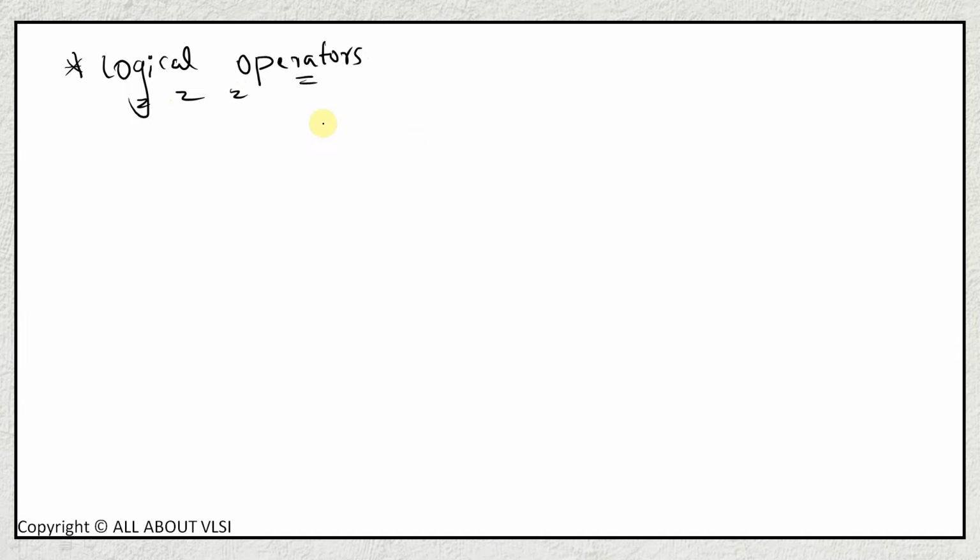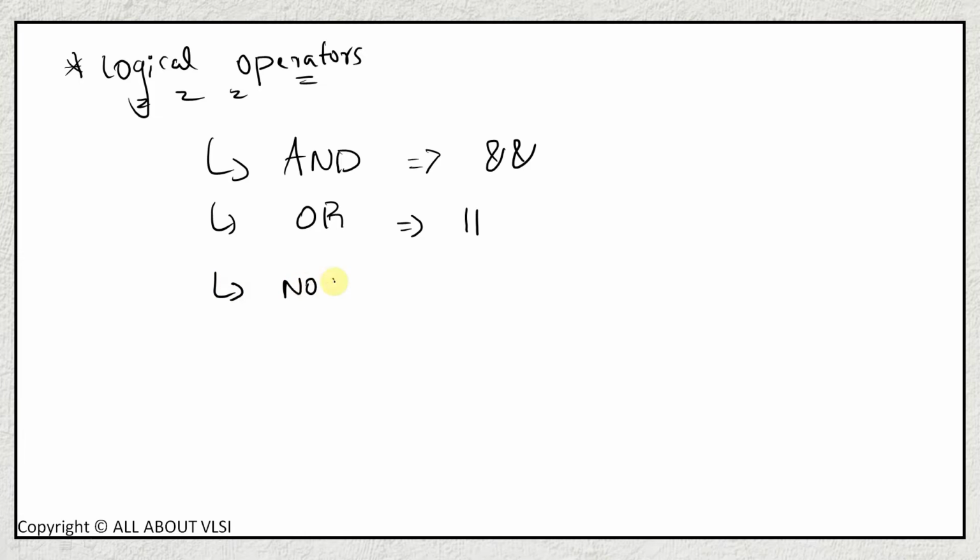We have three different logical operators. The first one is the logical AND operator, whose symbol is a double ampersand. Then we have logical OR, with its own symbol, and we have logical NOT. Now, let us discuss them one by one.